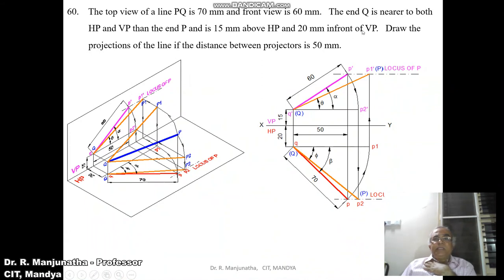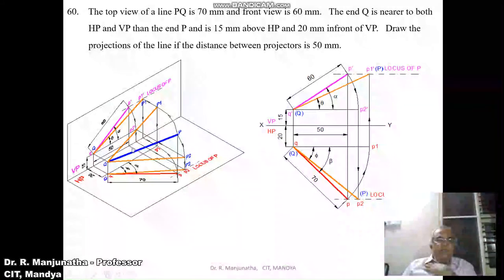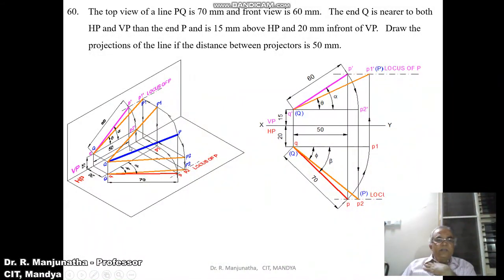Then, the distance between the end projectors is 50 mm. From this vertical projector, when you look from the front view, we can see the distance between the end projectors in the vertical plane. So you draw a vertical line. Also, when you look from the top view, we can see the distance between the end projectors in the horizontal plane too. Then draw a vertical projector here.